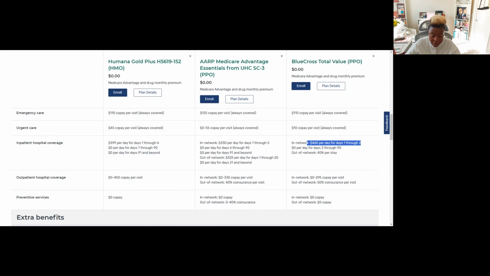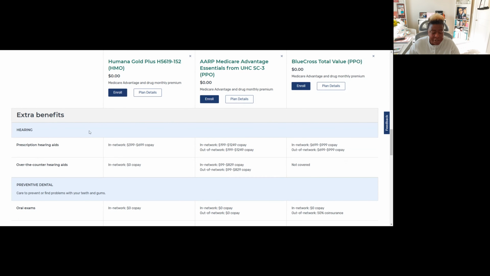Now, you may have somebody who doesn't stay in the hospital over two days. So therefore, maybe this plan is better for them because they're going to pay $330 for the first 2 days. However, this is very strong, in my opinion, to pay $465 for the first 2 days versus having to pay a copay over here per day for days 3 to 5 or 3 to 6. All right. And then you have your outpatient hospital coverage. And then preventative services are always $0.